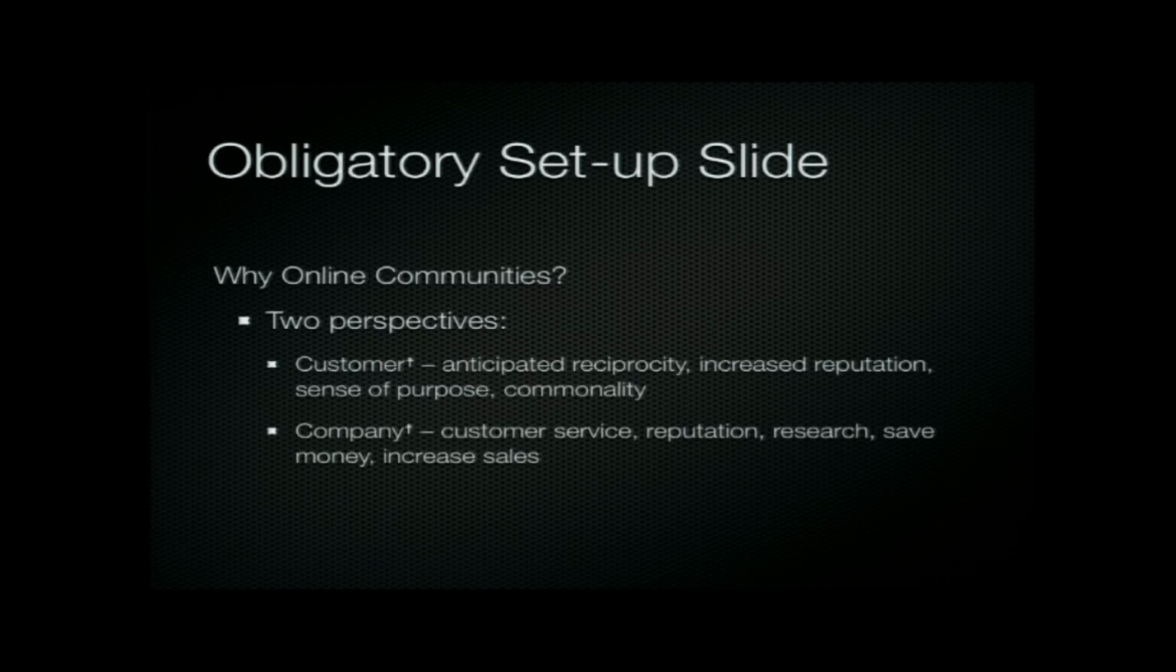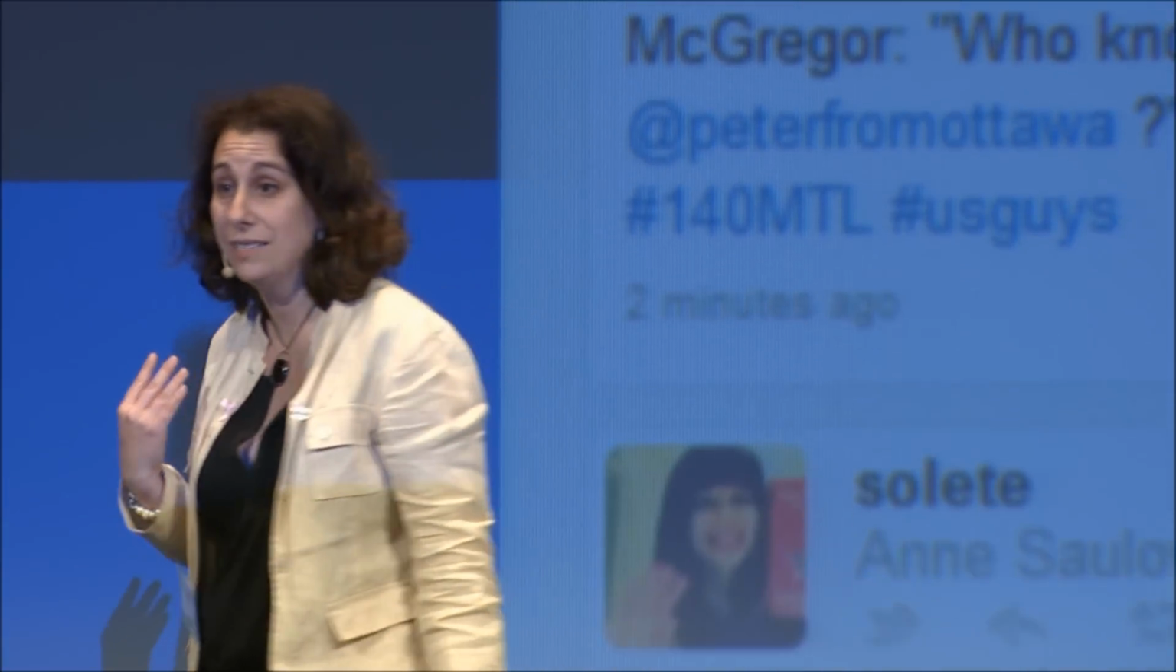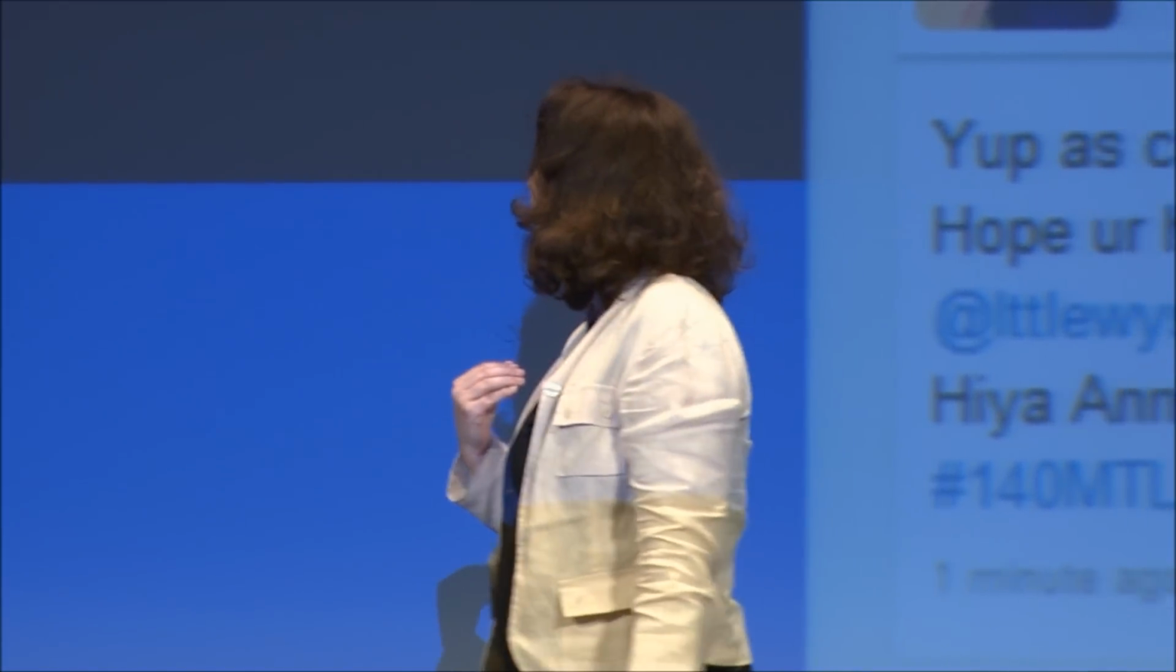For your customers, they have a few things they want to get from it. Anticipated reciprocity is a really long way of saying, if I go into a community and I give you some information that you find valuable, chances are I'm going to get something back, be it your thanks, or some information that I need at some point in time. So by providing something of value to you in the community, I'm anticipating that I'm going to get something of value back from this community.